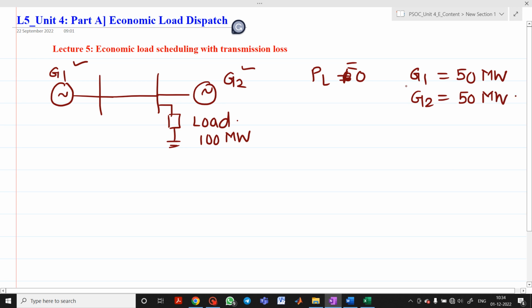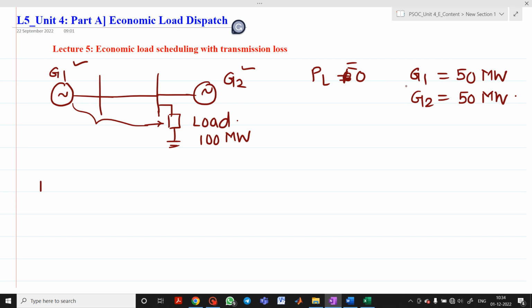It's okay. But from the figure it is clear that generator G2 supplies a load without any transmission losses, or we can say whatever the transmission loss associated with this bus, it will be 0. But if you take the power from generator G1 to this load, then it supplies the load with a certain transmission loss. Therefore, economy suggests that G2 should supply the maximum of the load and G1 should supply the minimum of the load. Therefore, it is necessary to consider the transmission losses for economic load scheduling.